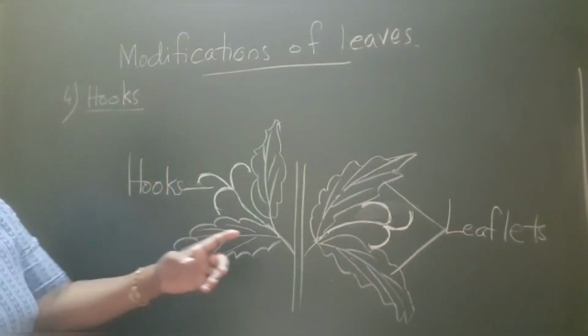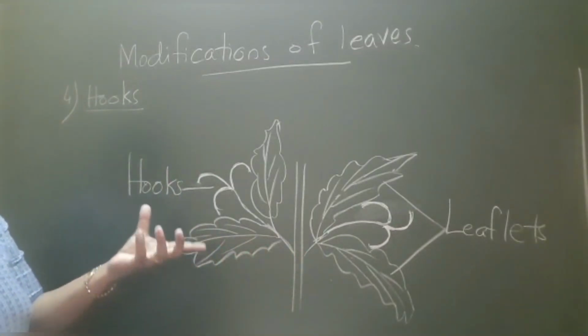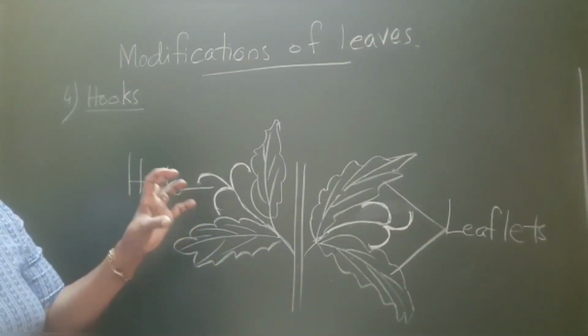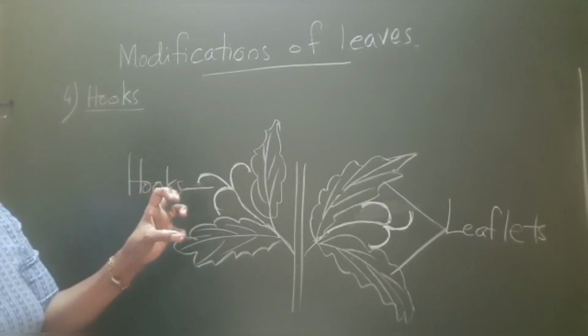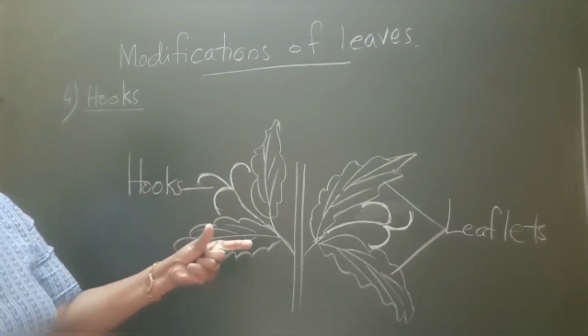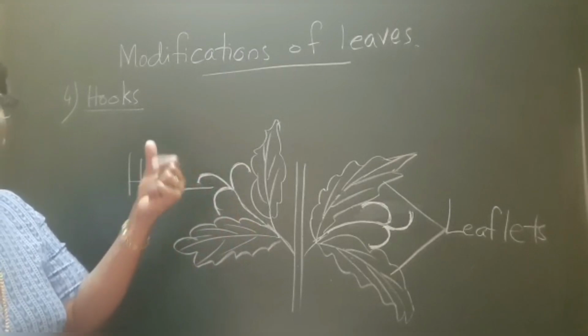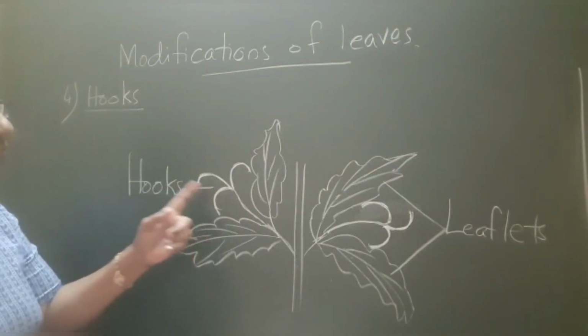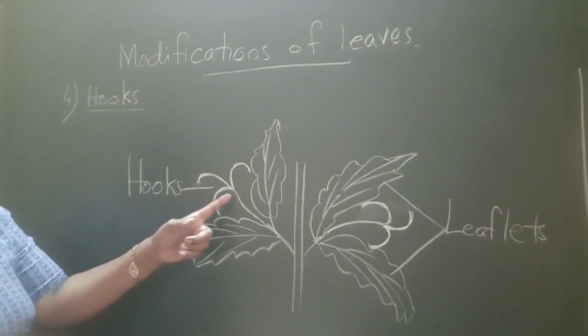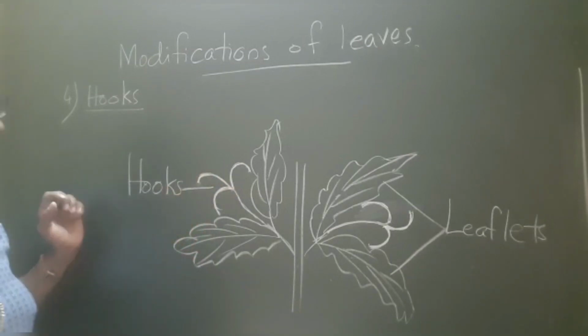This will help the plant to climb up. This will have a grip on the support and then it helps the plant to climb up. That is the function of these hooks. It looks like cat's claws.